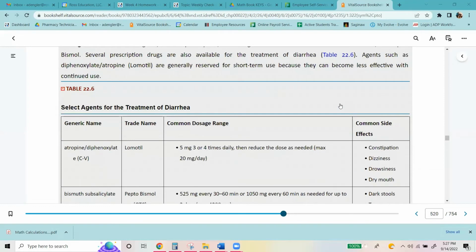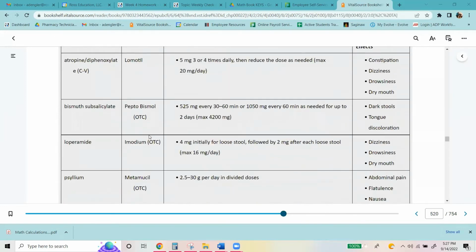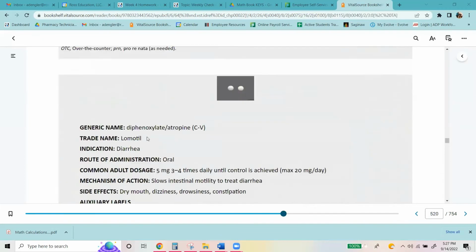Select agents for treatment of diarrhea are in 22.6. We have the medication Lomotil, which is a controlled substance, Control 5. Pepto-Bismol, Imodium, and Metamucil are all over the counter.